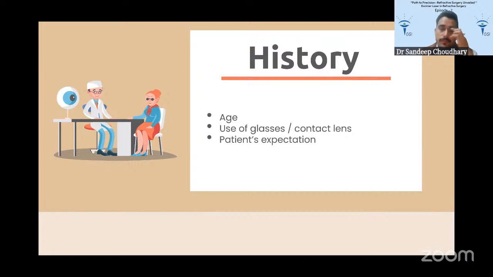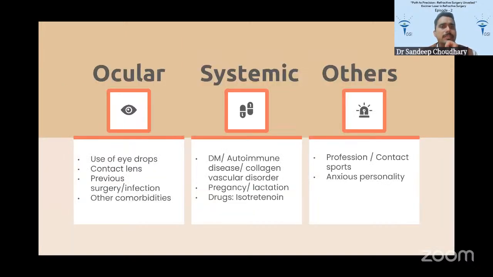With that, for the ocular history specifically, we need to know if the patient is using any eye drops, even if it is a lubricating eye drop. Then we also need to know if the patient has dry eyes, and about the use of contact lenses, and if the patient has any history of previous surgery or any infection. Sometimes even a trivial viral conjunctivitis leaves some footprints like subepithelial infiltrates. So we need to know it all, and also other ocular comorbidities like glaucoma.